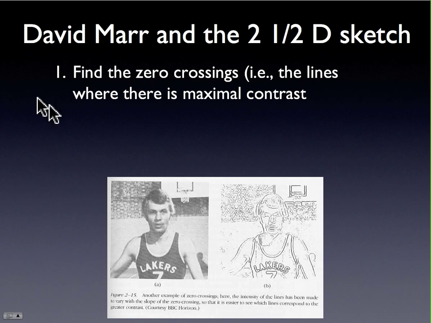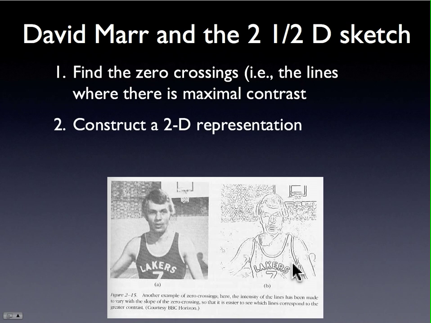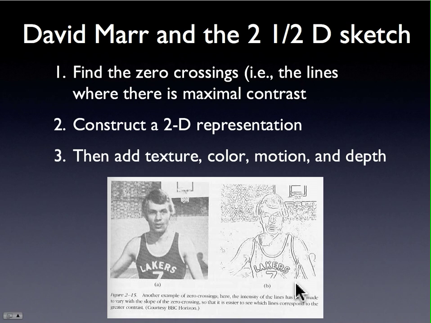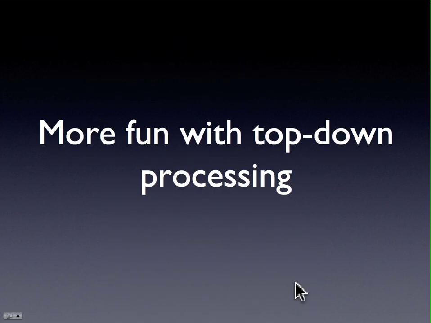And so your retina finds what we call the zero crossings, the lines of maximal contrast. So here's a maximal contrast, a difference between black and white. And so the retina will draw a line there. And then it constructs this sort of 2.5D representation, and then it adds color, texture, motion, and depth. And with all that information, you're allowed to do some object recognition.